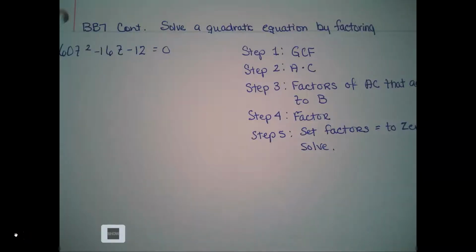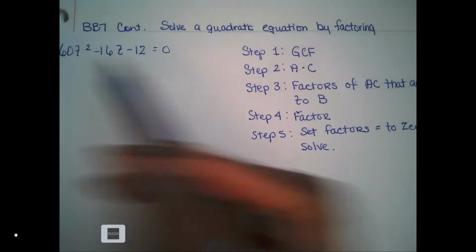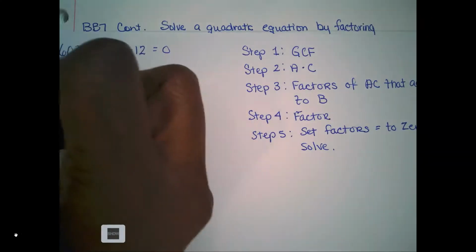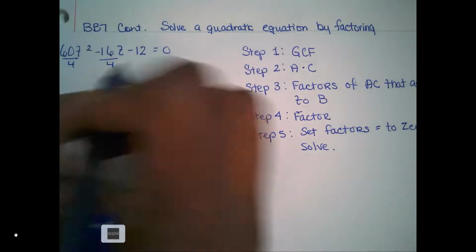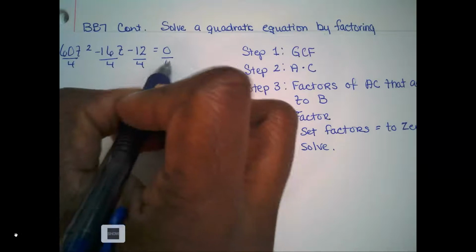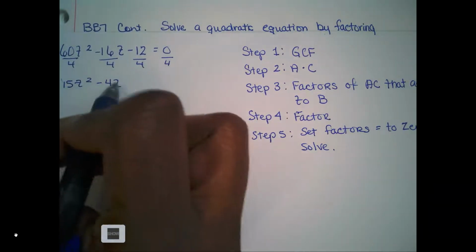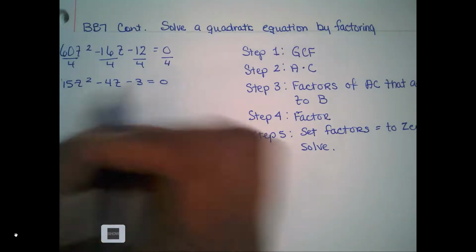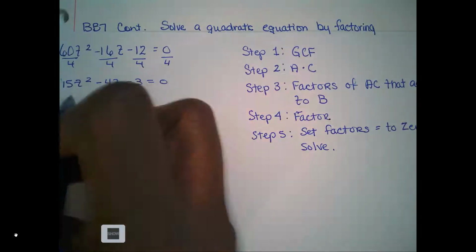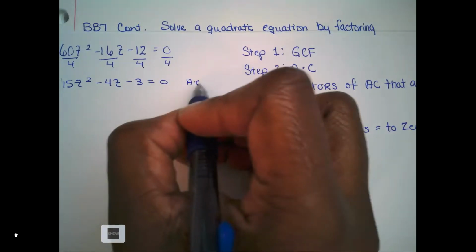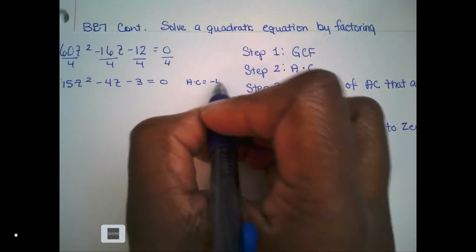All right, before my computer cut off, we had a problem that kind of looked like this, and I wanted to make sure I did this one, and then we're going to call it a day on this. So I listed out steps here that might guide you. First, I want to see if there's a GCF, and there is. It's 4. So I'm going to divide every term by 4, and that gives me 15t squared minus 4t minus 3, and that still equals 0. Next, I'm going to multiply my a times c, and that gives me negative 45.